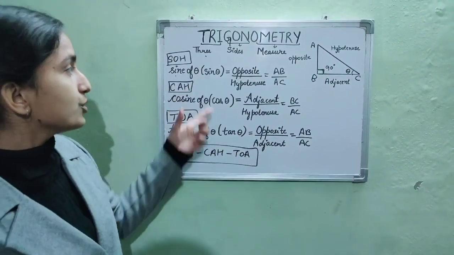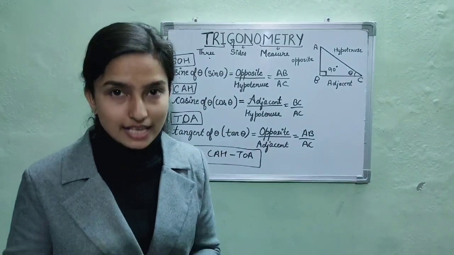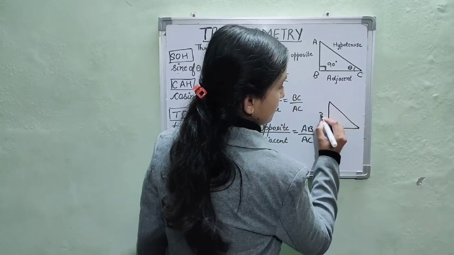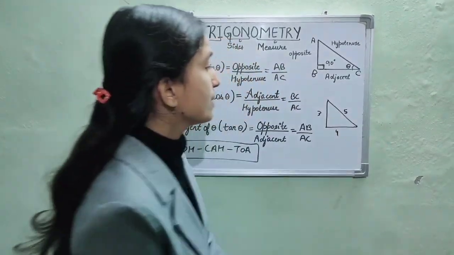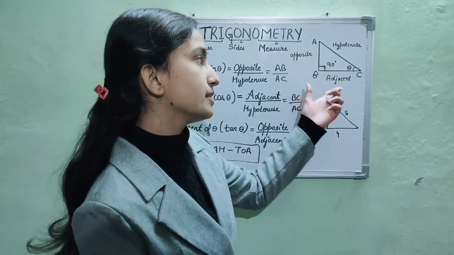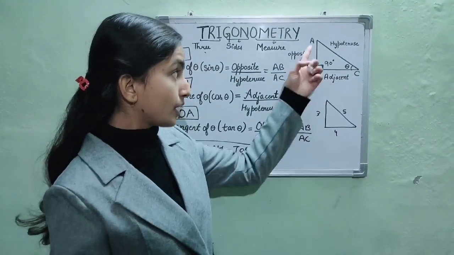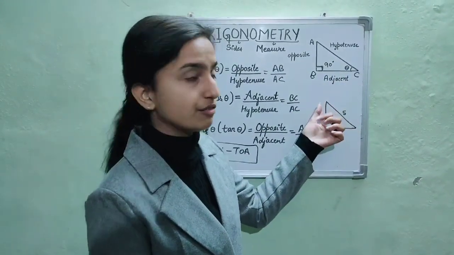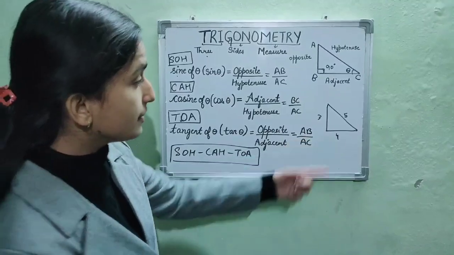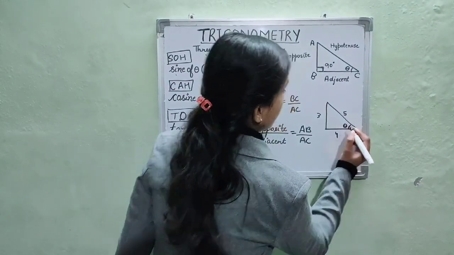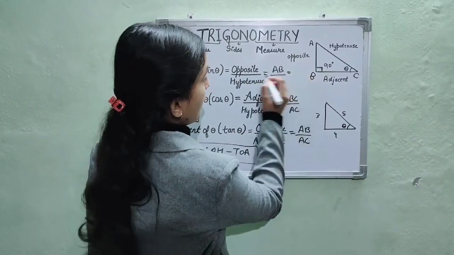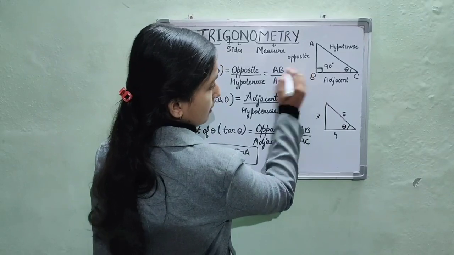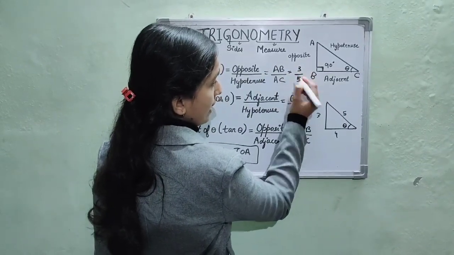So now let's review these trigonometric ratios using an example. Let's suppose we have a triangle with sides 3, 4, and 5. As we have already studied hypotenuse, opposite, and adjacent, here we can say our opposite is 3 units, adjacent is 4 units, and hypotenuse is 5 units. If this is angle theta, then the sine of angle theta will be AB over AC, or opposite over hypotenuse. So this will be 3 over 5.